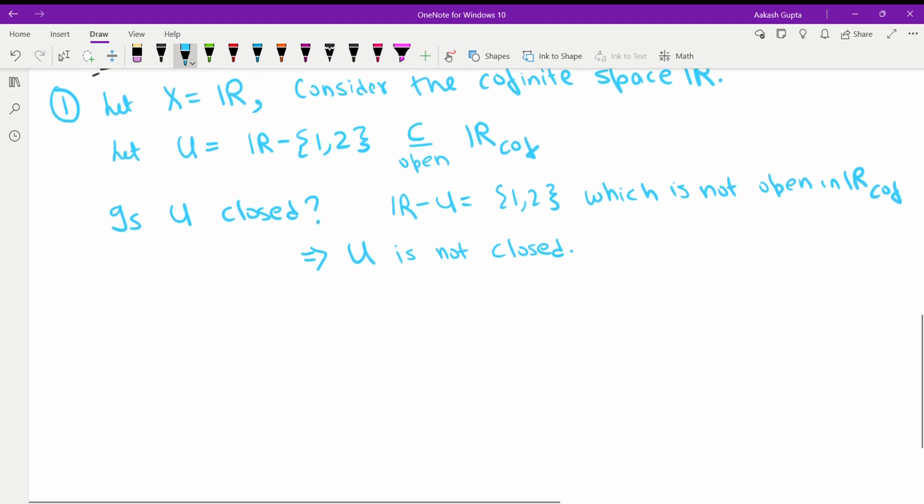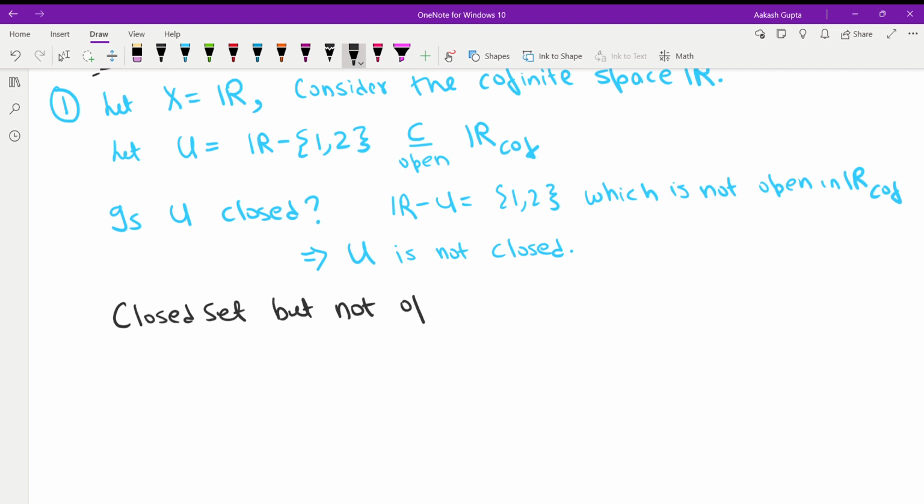Okay. Now, a set which is closed but not open. Okay, guys? So let me again consider the same space. I'm just giving you one example only. Consider, because how I am constructing, I haven't written it anywhere.